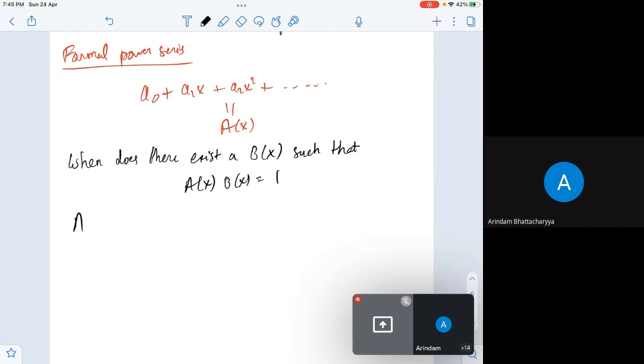So for example, if a of x is 1 plus x squared, can someone tell me what b of x should be? 1 minus x. Very good. So, you probably have not seen this, but you can figure this out when this happens and all that.